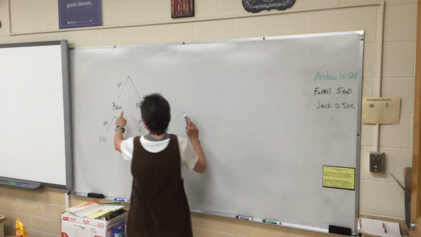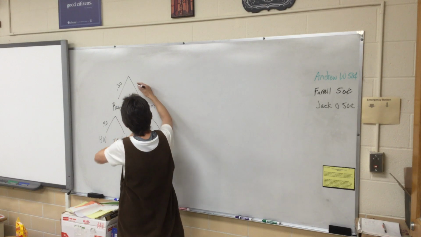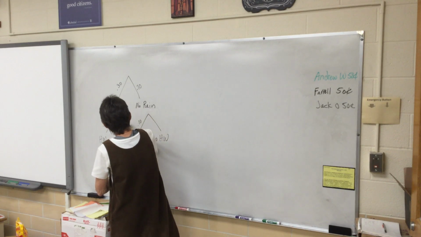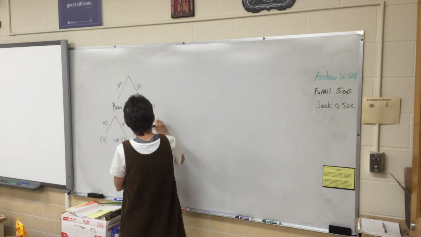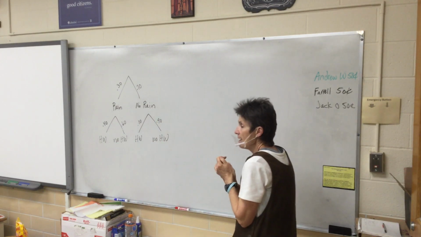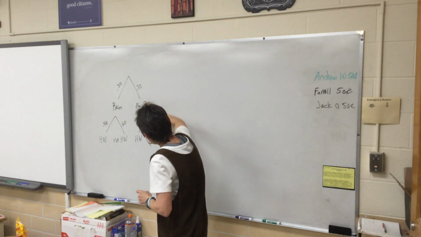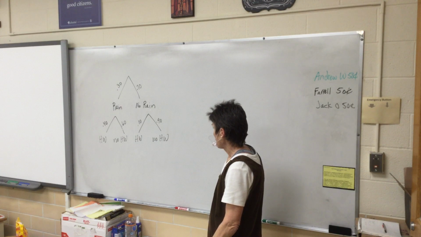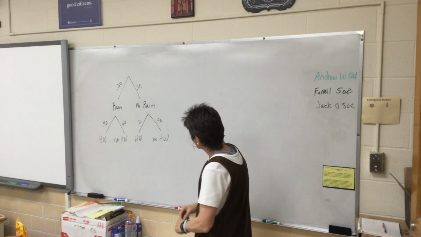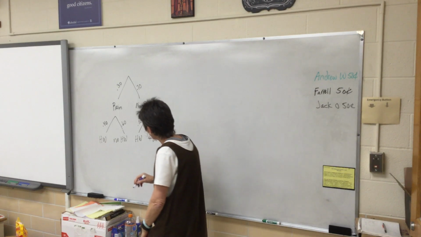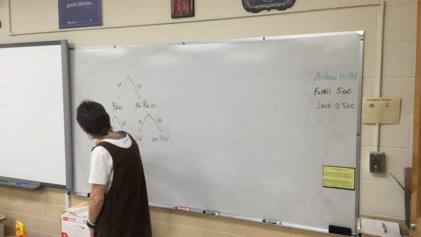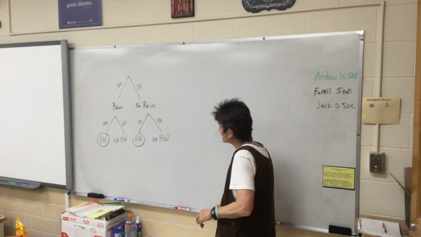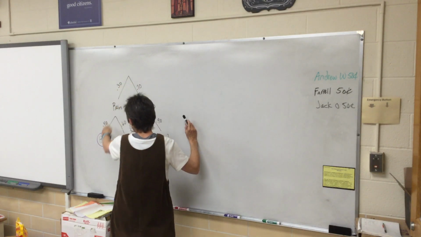Now, if the probability of rain is 30%, what's the probability of no rain? 70. If the probability of doing homework is 40, no homework is 60. Homework is 10, no homework is 90. Every one of these has to add up to 100 because it's yes or no. Now, I want to know the probability of him doing homework. So he can do homework here, or he can do homework here.